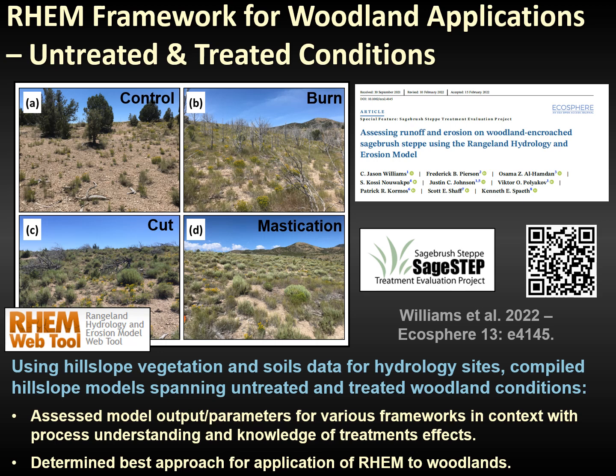We recently published a framework for such applications of the RIM-Web tool. The study demonstrated application of RIM in assessing hillslope runoff and erosion processes on untreated woodlands and predicting hydrologic and erosion responses following various tree removal practices. The model can be used to assess current conditions, predict potential impacts of treatments, and target management practices.